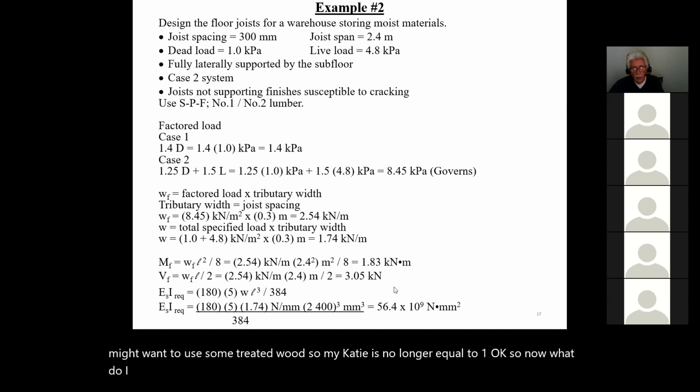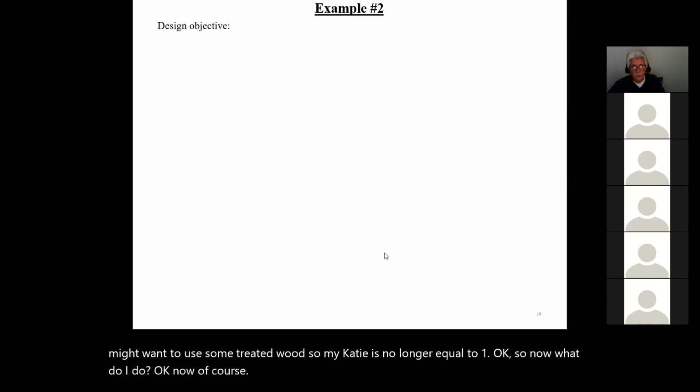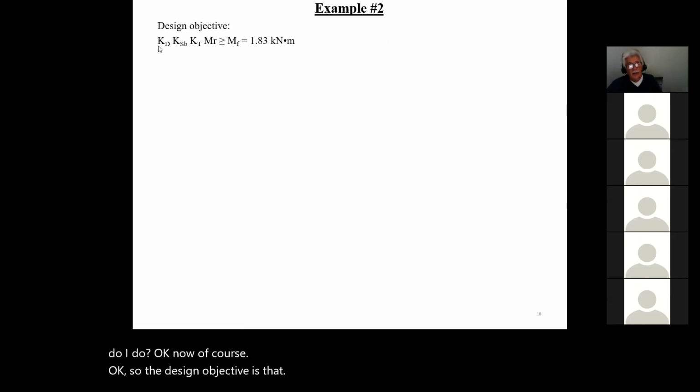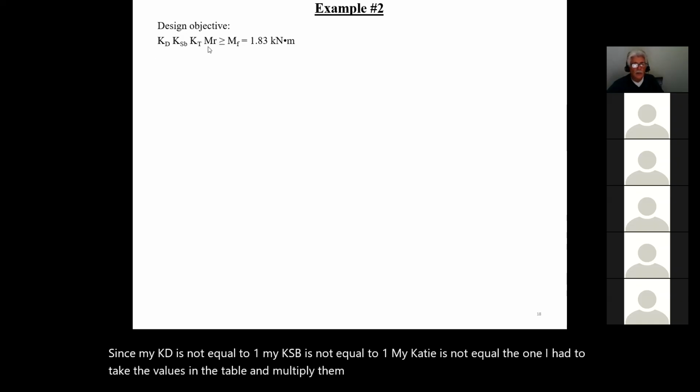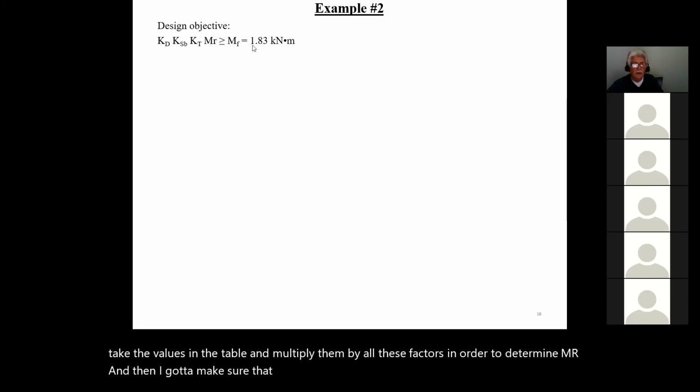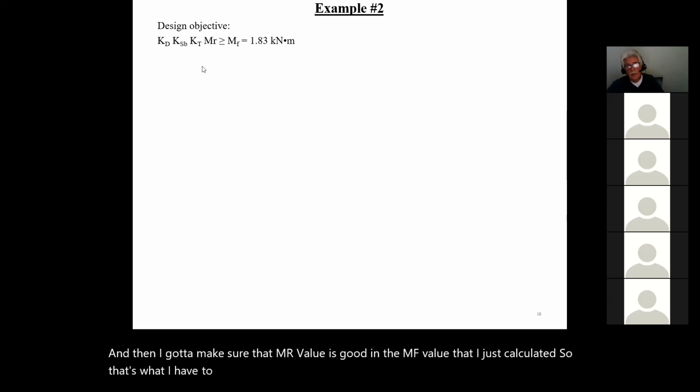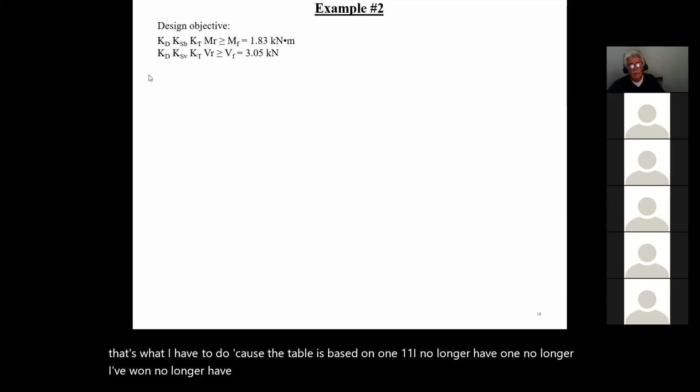The design objective is that since my KD is not equal to 1, my KS is not equal to 1, and my KT is not equal to 1, I have to take the values in the table and multiply them by all these factors in order to determine my MR. Then I have to make sure that that MR value is greater than the MF value that I just calculated. Because the table is based on 1, 1, 1, and I no longer have 1, 1, 1. And the same thing goes for the shear.